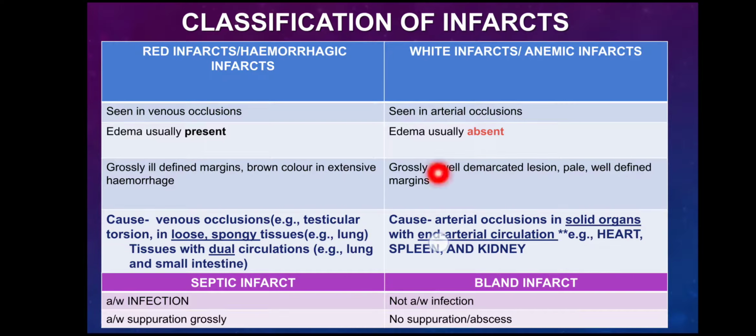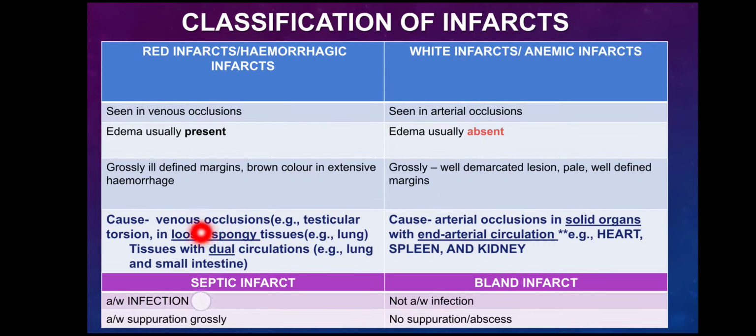While in a white infarct, the infarct is generally pale whitish and well demarcated from the surrounding viable tissue, and the margins are also well defined. So these are the important gross differences between white and red infarct.